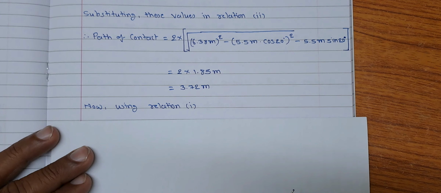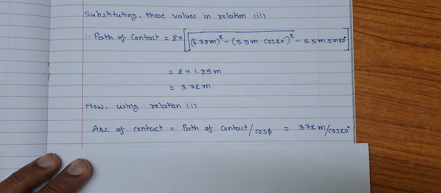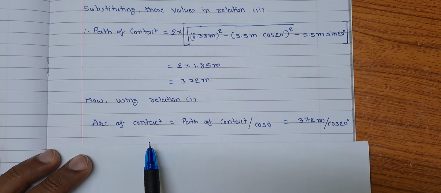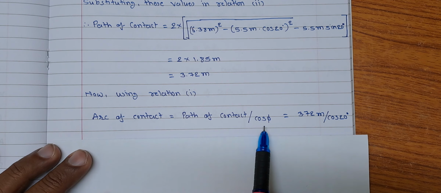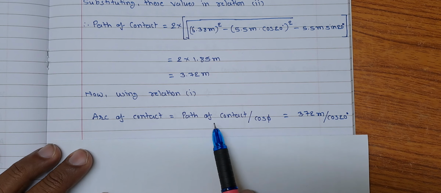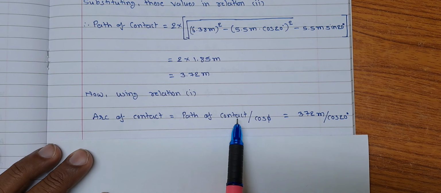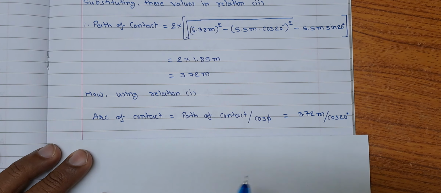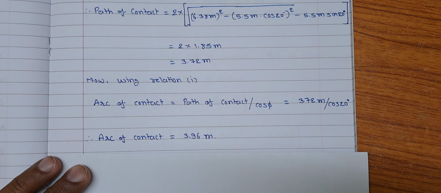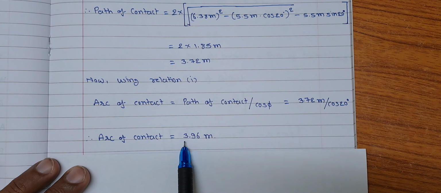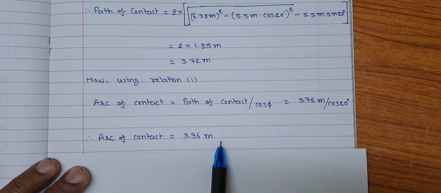Now, using relation 1, we can write arc of contact is equal to path of contact divided by cos phi. Substituting the values of path of contact and phi, we found that arc of contact is equal to 3.96 times module.